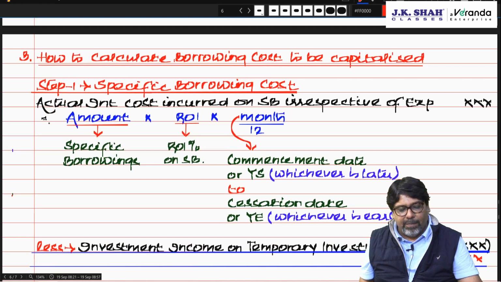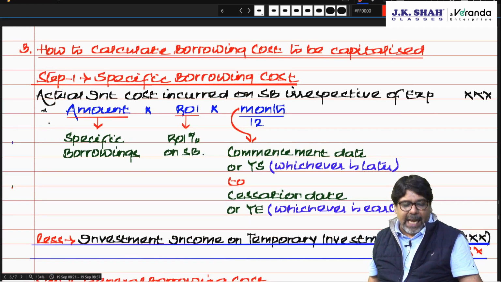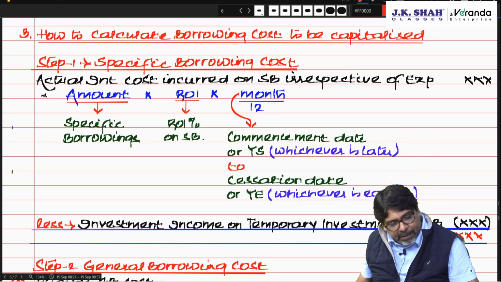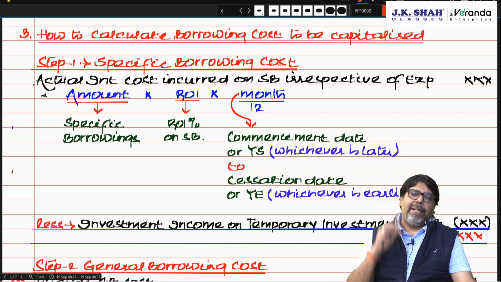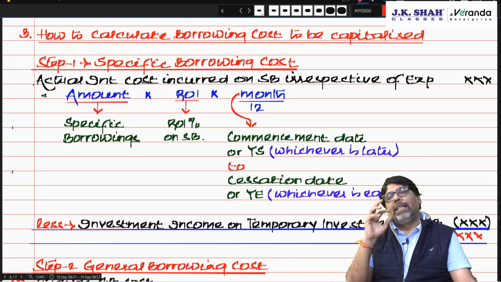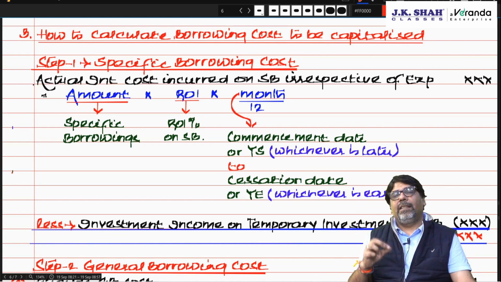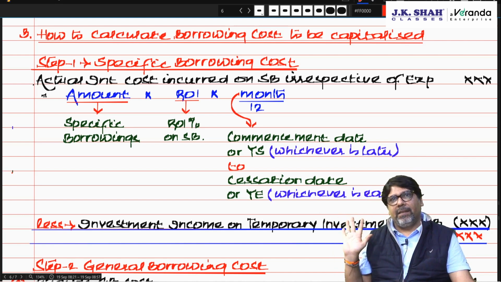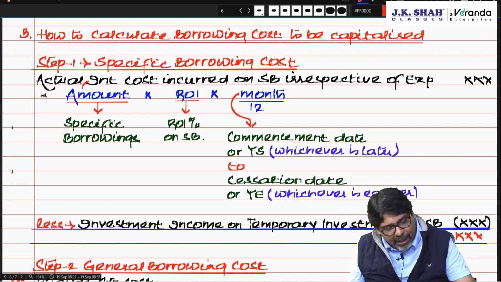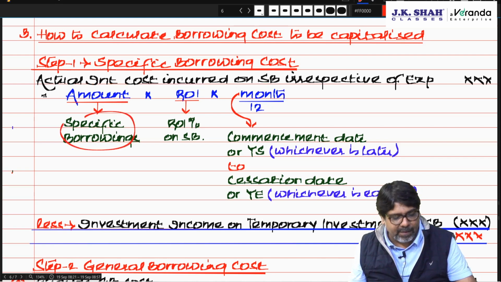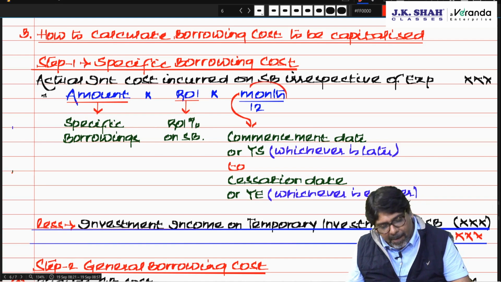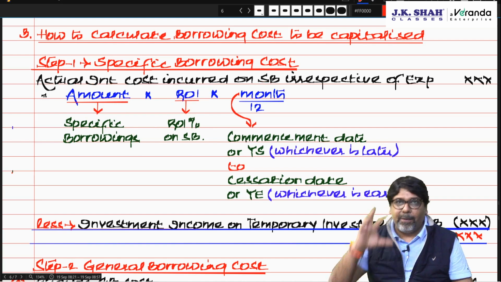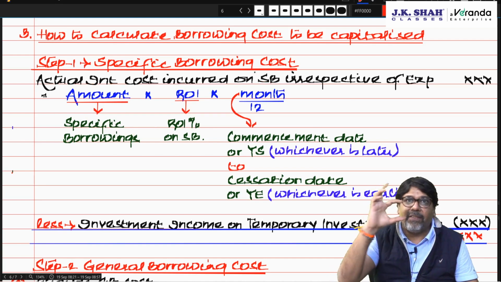How to calculate borrowing cost to be capitalized? Specific borrowing. Now simple, how to calculate interest? I learned in my childhood, you would have also learned, that interest is nothing but PTR by 100. Over here it is the same thing. Amount into rate of interest into months. Amount means specific borrowings. Rate of interest means rate of interest on specific borrowings. Months means we are calculating borrowing cost for a specific year.